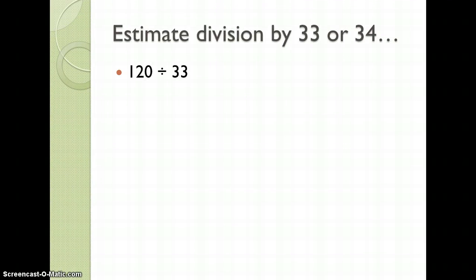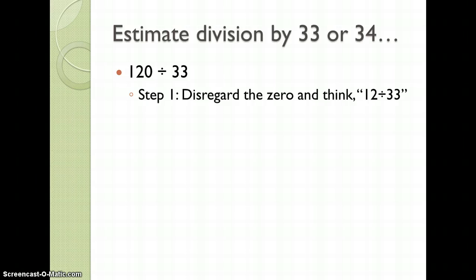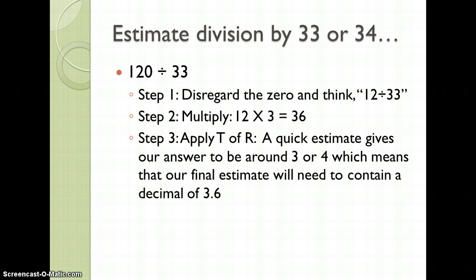For example, we have 120 divided by 33. Step 1, disregard the 0 and think 12 divided by 33. We take the number being divided and multiply it by 3. So 12 times 3 is 36. Applying the test of reasonableness gives us a quick estimate. Our final answer should be about 3 or 4, which means our final estimate will need to contain a decimal: 3.6. So our estimation of 120 divided by 33 is about 3.6. The true answer is 3.64 when rounded.